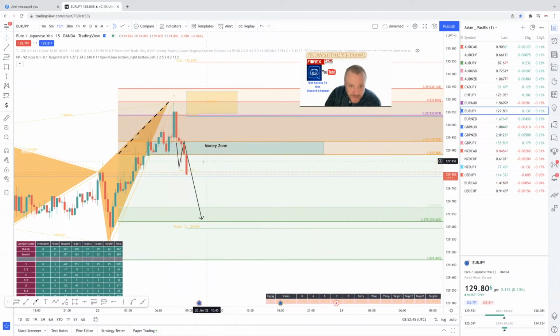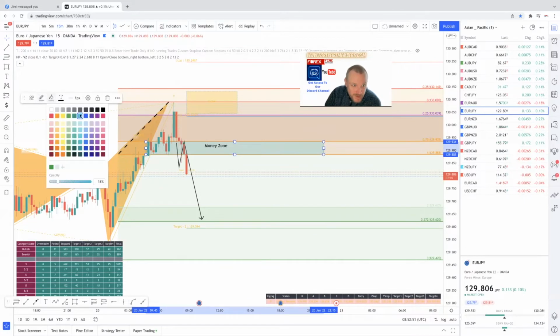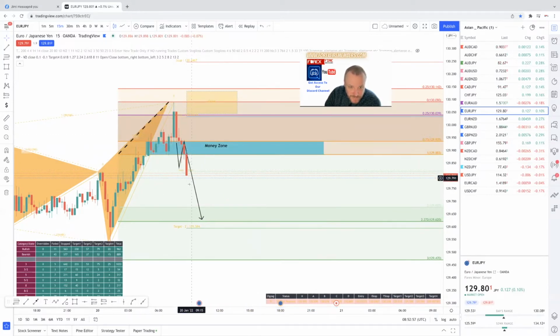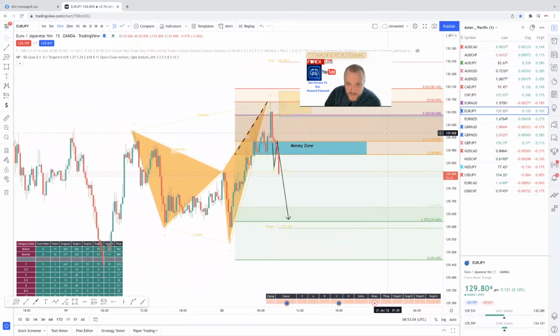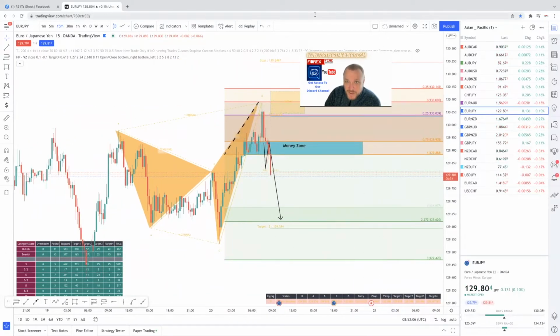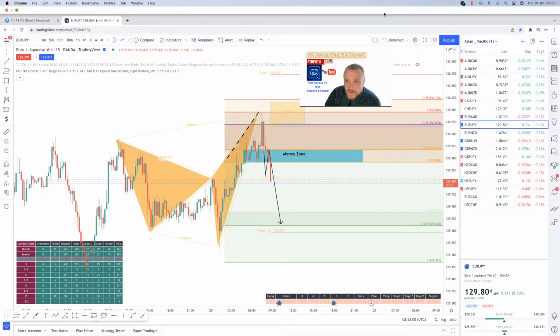I'll come back in about 10 minutes' time because we're obviously now going to be anticipating this money zone, unless price rockets back up to come back inside of here, okay? So we'll come back in about 10 minutes and see where we are with regards to this pattern here, okay? So I'm going to pause the video. We'll be back in a moment.